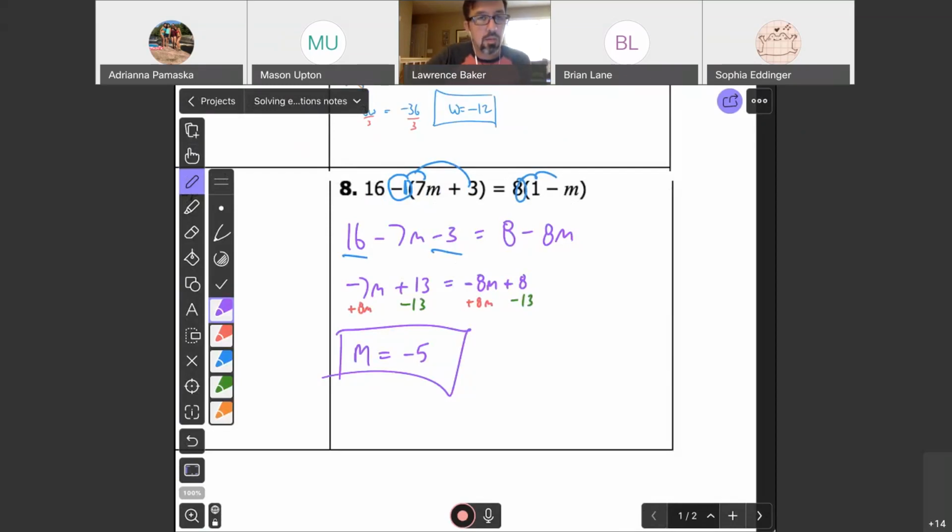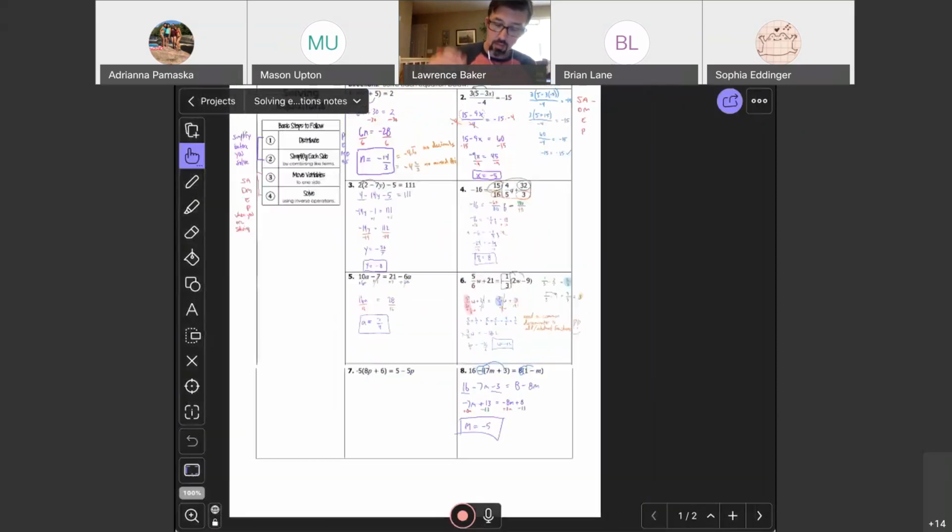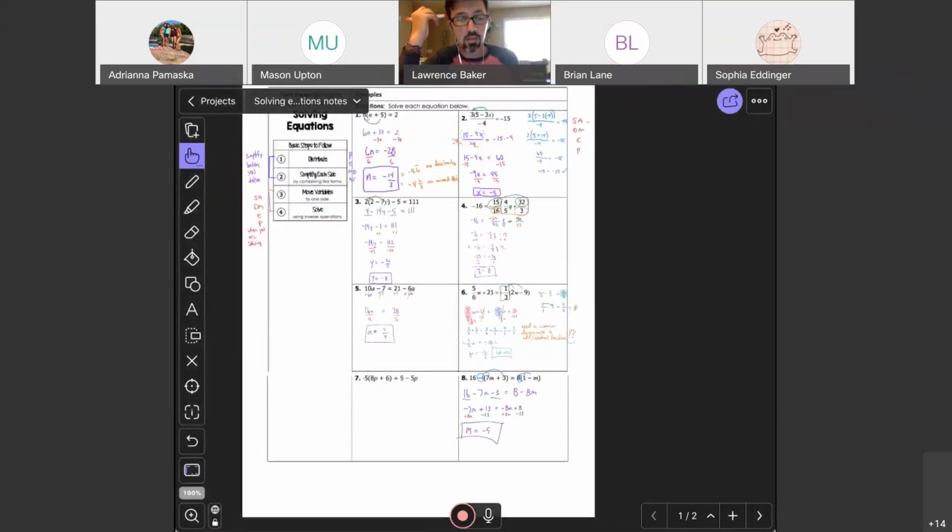Okay, anything there you guys want to talk about on the front? A couple examples I want to do in the back. What are called special cases, and then looking at proportion.